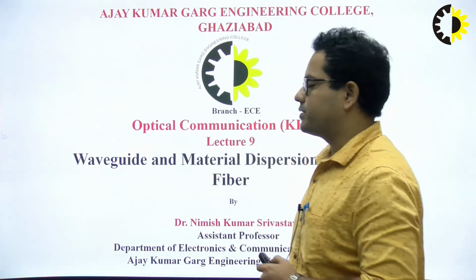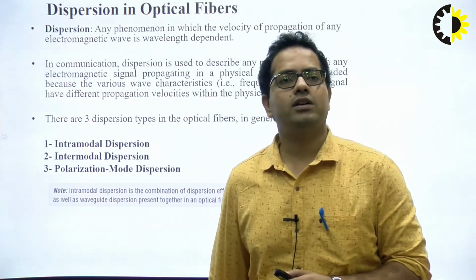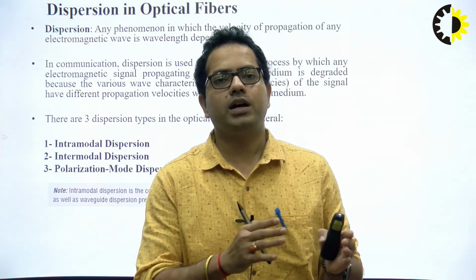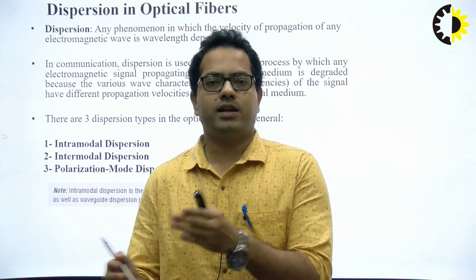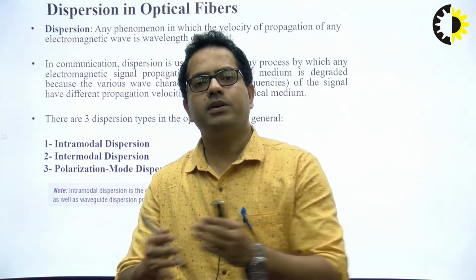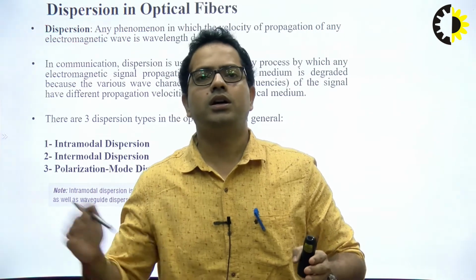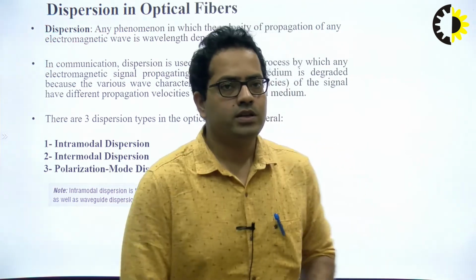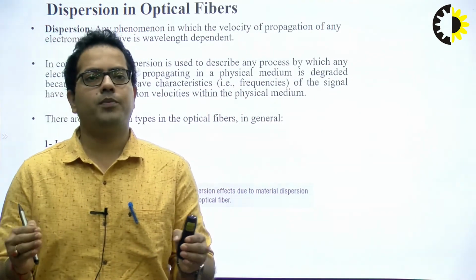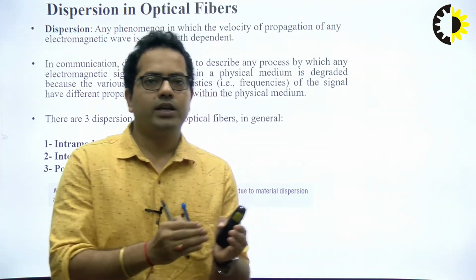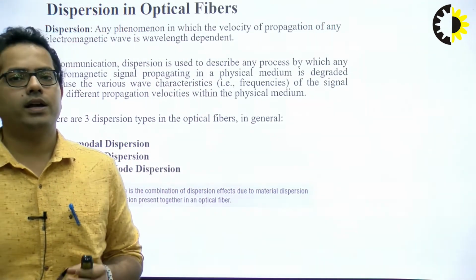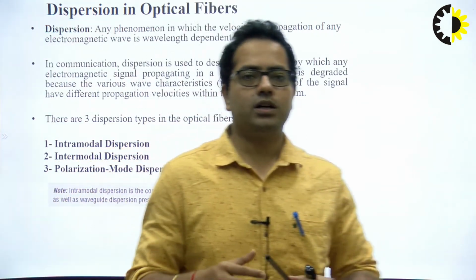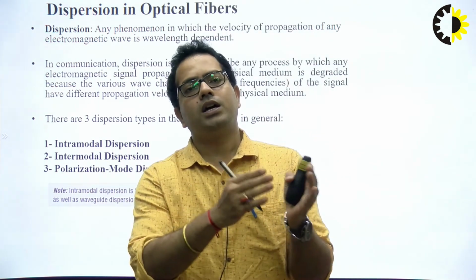So first, let us try to build up the definition of dispersion. In very simple language, dispersion is a phenomenon in which a spreading of a pulse takes place as it travels through the waveguide. So dispersion is basically a spreading of a pulse. Any phenomenon in which the velocity of propagation of an electromagnetic wave is wavelength dependent is called dispersion.